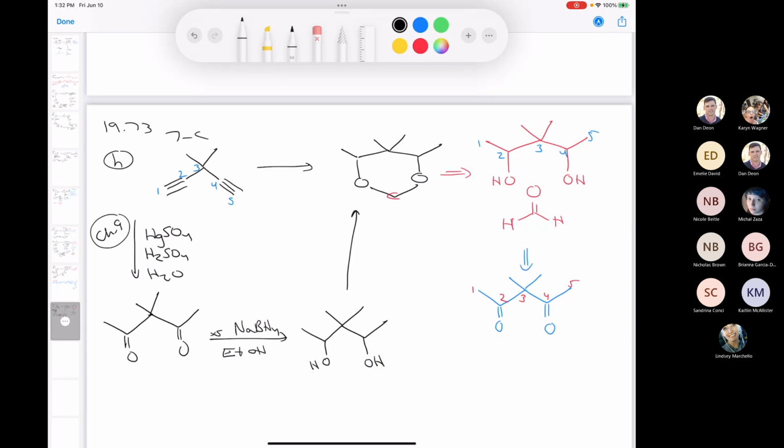Like that. And now we can just build the acetal, right? All we need is formaldehyde and a catalytic amount of acid. You lose some water, and that's it.